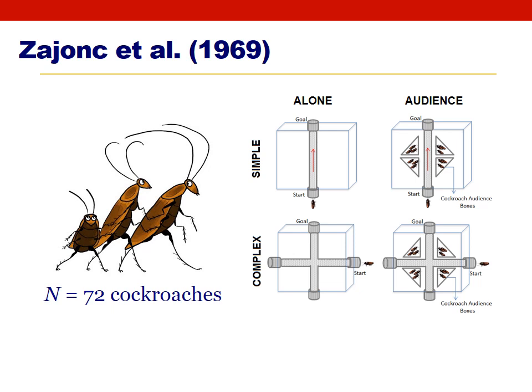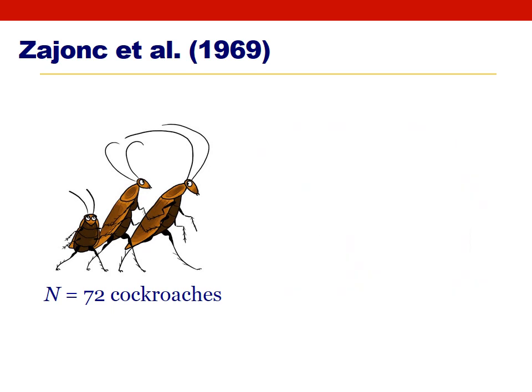Some roaches ran the simple maze alone. Some of them ran the simple maze with an audience. Others ran the complex maze alone. And still others ran the complex maze in front of an audience. Our dependent variable here is how quickly the roaches were able to complete the maze. Keep in mind, for this dependent variable, higher scores mean the roaches did less well, meaning it took them longer to get out.